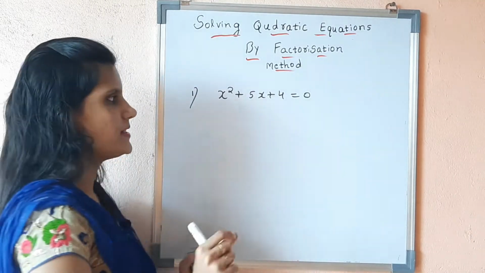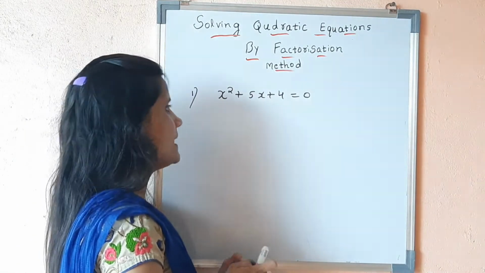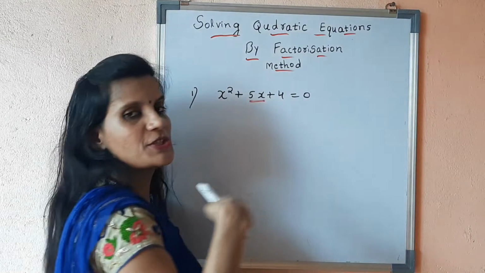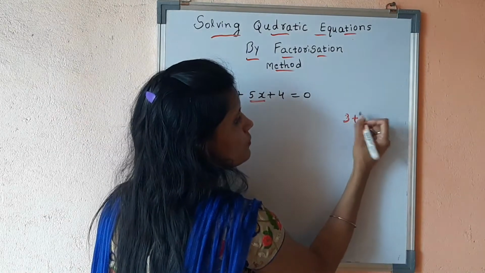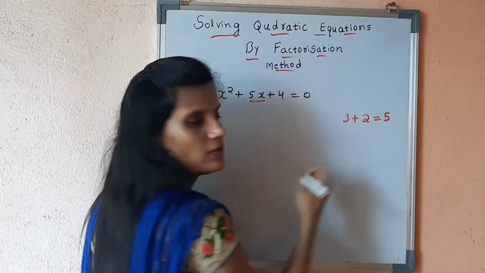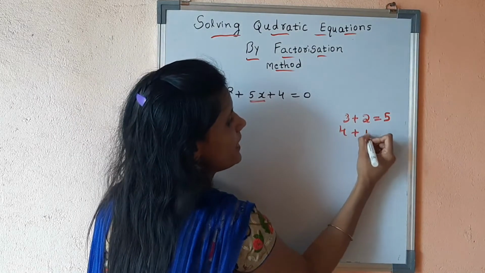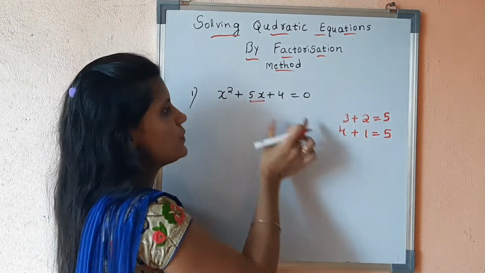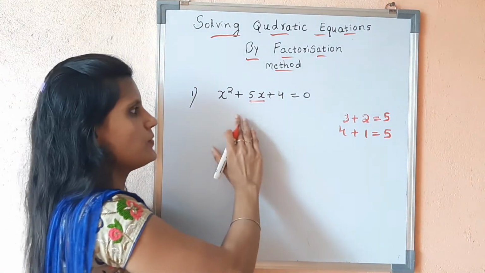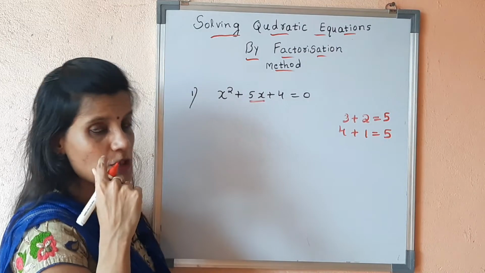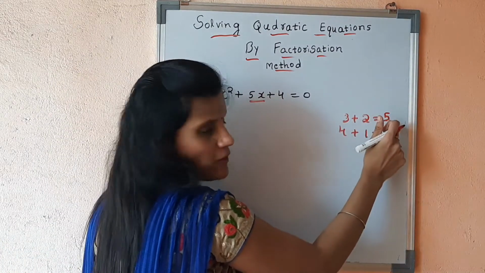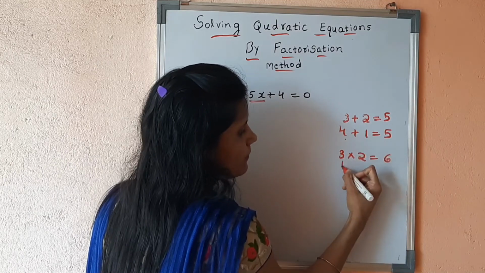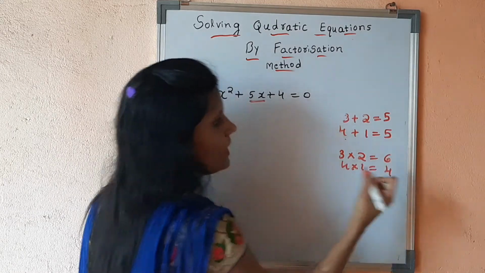Simple. The first thing, as per our step, you have to concentrate on 5. In which way can I write 5? I can write 3 plus 2 equal to 5, or I can also write 4 plus 1 is equal to 5. Now the thing is, out of this, which one should I take here? Which one should replace 5x? If you do 3 plus 2 is equal to 5, then 3 into 2 will be 6. If the same, 4 into 1, I write, then it will be 4.